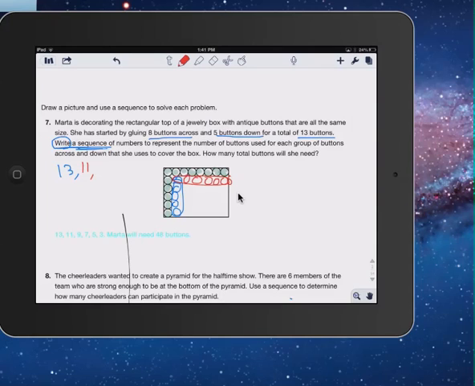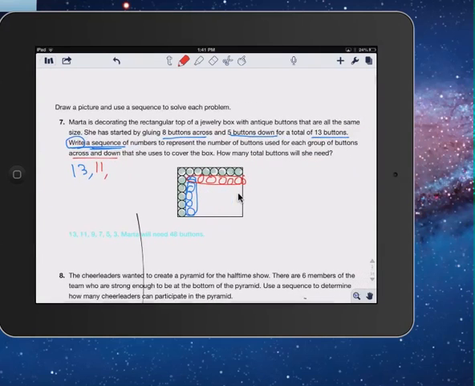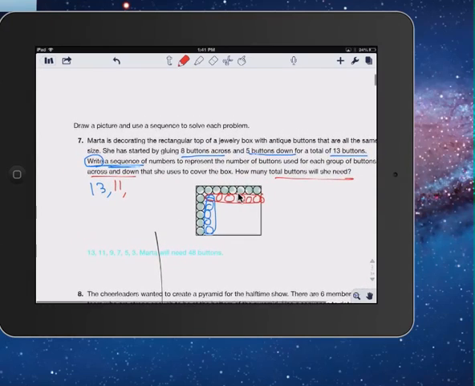Okay. You need to write a sequence that represents the number of buttons used for each group of buttons across and down. How many total buttons will she need? Okay, first you need to write the sequence and then you want the total number of buttons. Okay? Yes, what is the next sequence?